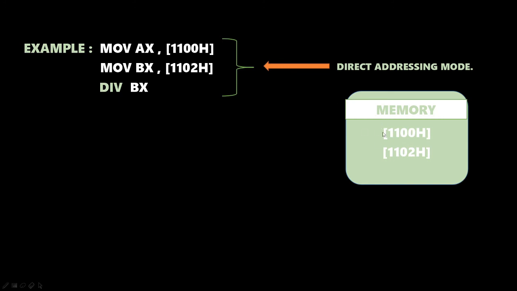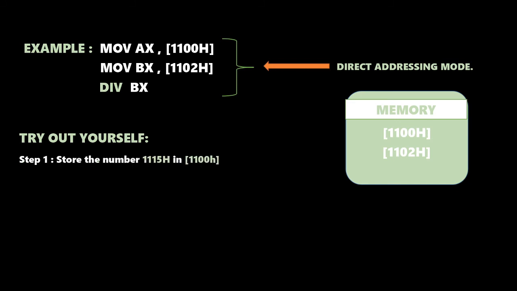So this is our memory. There is a location 1100H, and by this instruction we can access that location directly, and after accessing the operands in this location, we are dividing both of the operands. So now I want you to try one yourself if you have time. Otherwise you can follow along.